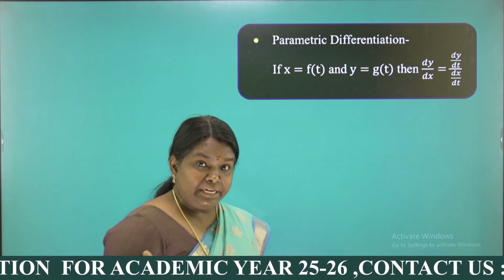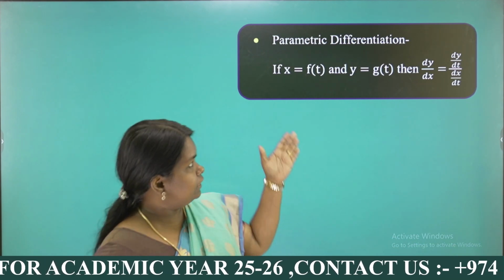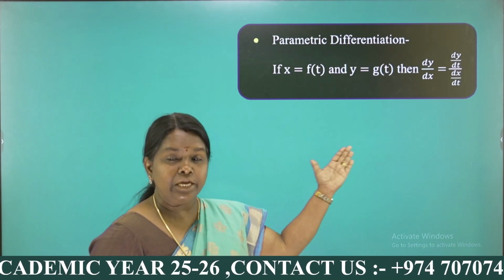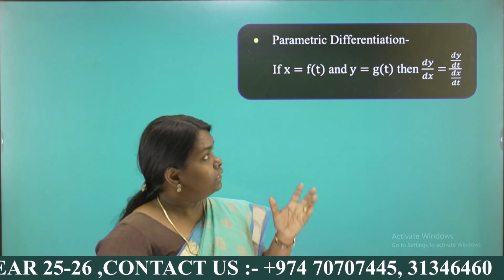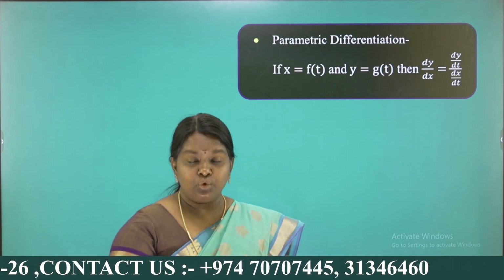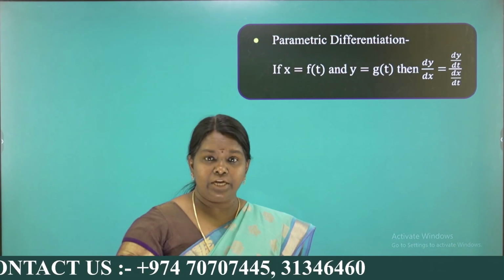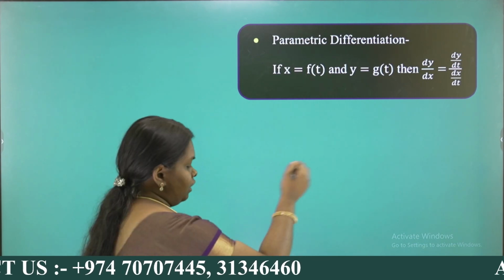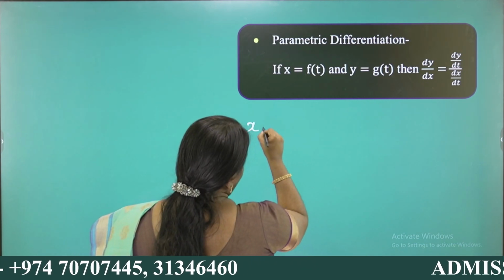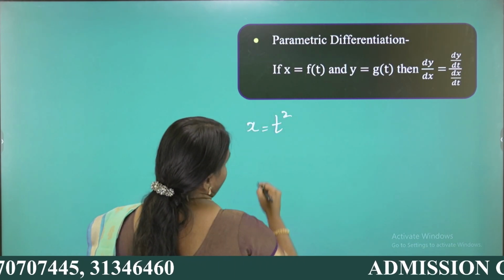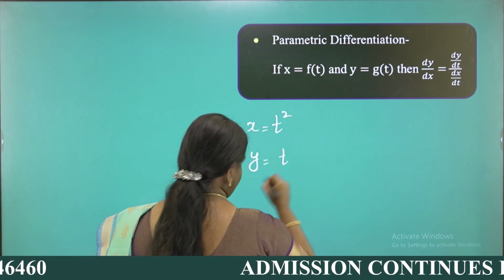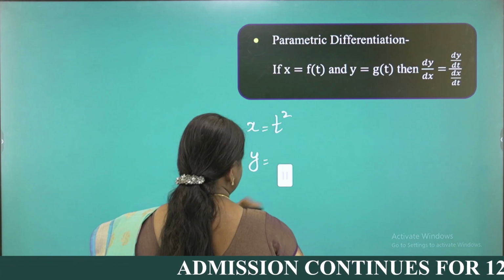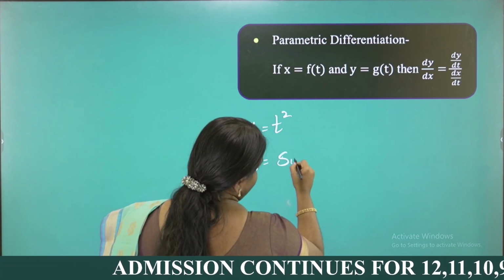So, next one is parametric differentiation. You know, right? Parametric differentiation, when to apply? It's written over here. x equal to a function of t, y is equal to another function of t, then dy by dx equal to. How to find the derivative of y with respect to x? For example, if I have x is equal to t square, y is equal to t cube, or y is equal to sine t.